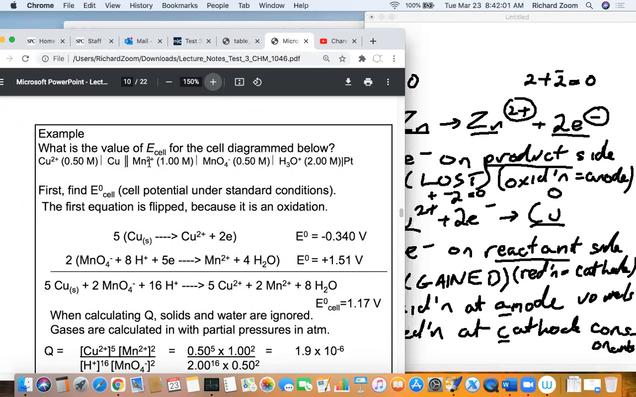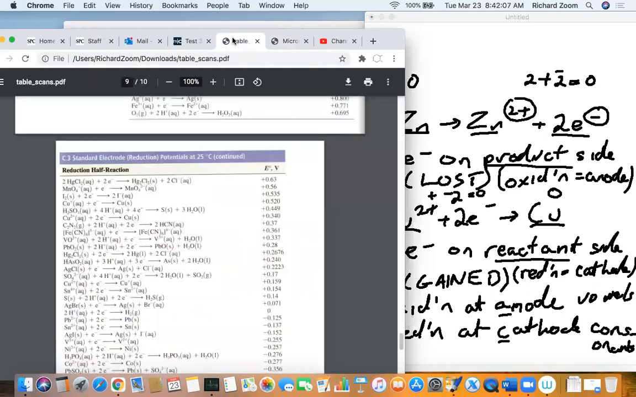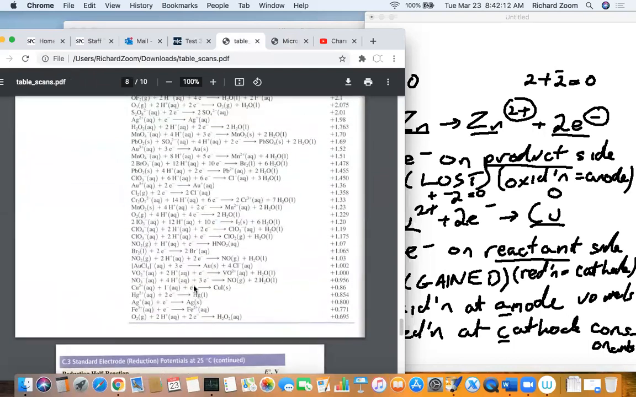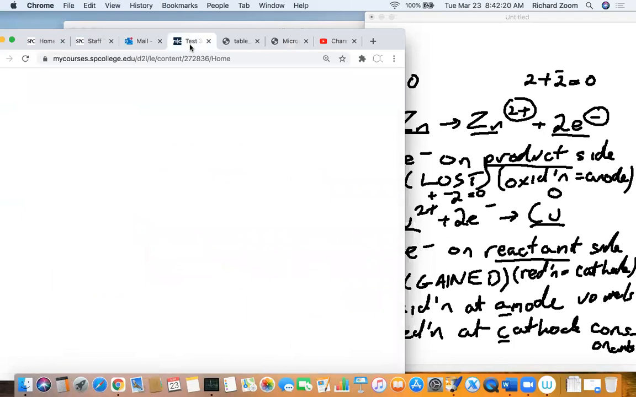I then need to find a reaction that involves Mn2 plus, MnO4 minus, and H3O plus. And then, of course, I ignore the platinum as well. There is only one reaction that involves all of these, and that's this one here. Let's see if we can find it. Hang on, let's have a look.